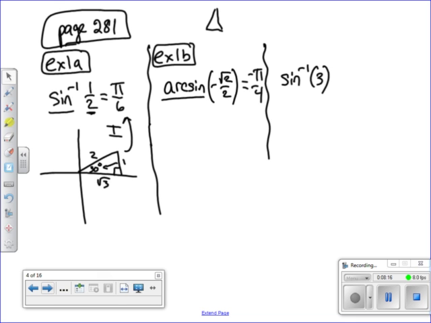I mean, we all know that one. I don't think we need to do that, okay? So to get back to that one, let's go back and put that angle right there. That angle is minus pi over 4, okay?